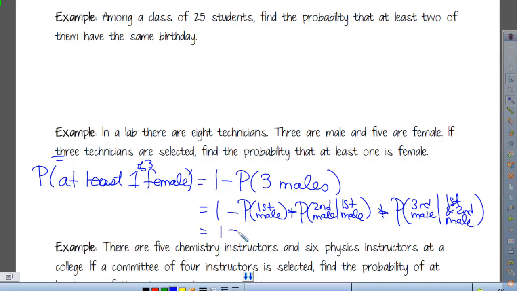And so the probability that the first one is male is going to be what? Not 5/8, is it? 3/8. Okay, 3/8. And then the probability that the second is male, given that the first was, is 2/7, and then 1/6. Okay? So we get 1 minus 6 over, well, the 6 is canceled. So 1 minus 1 over 56, or 55 over 56, which comes up to some number. Okay, questions about that?